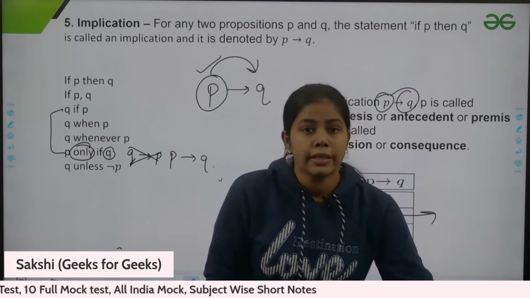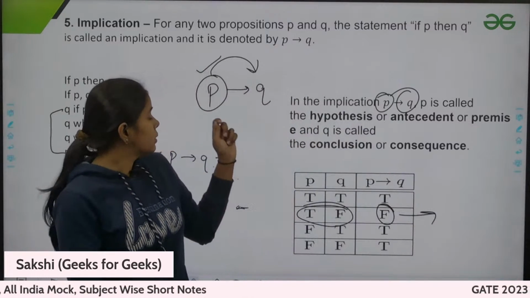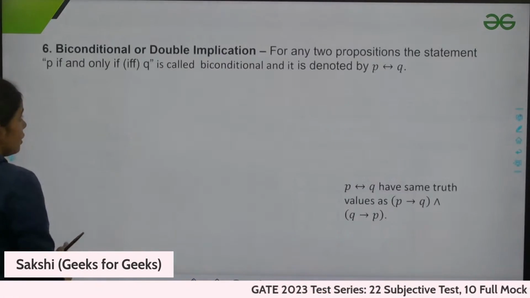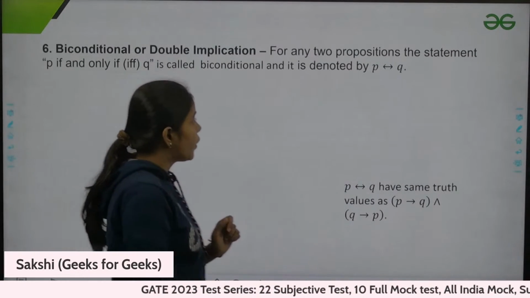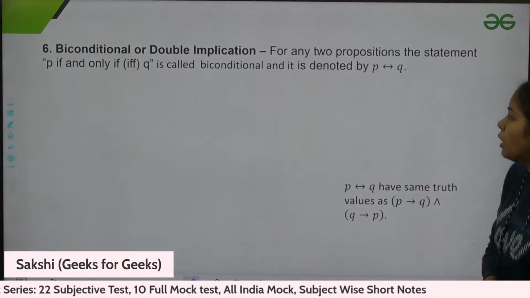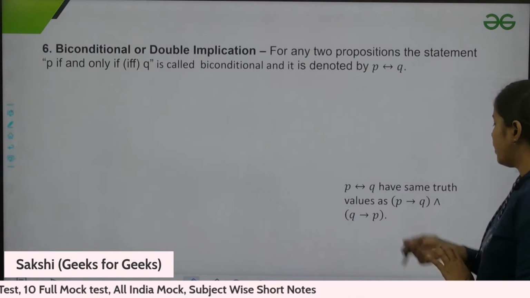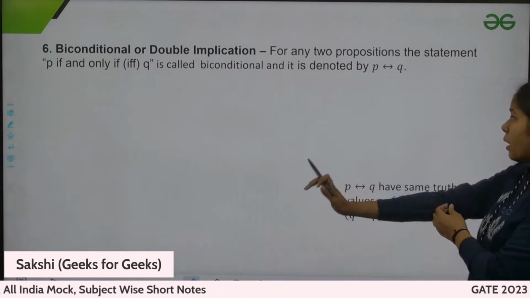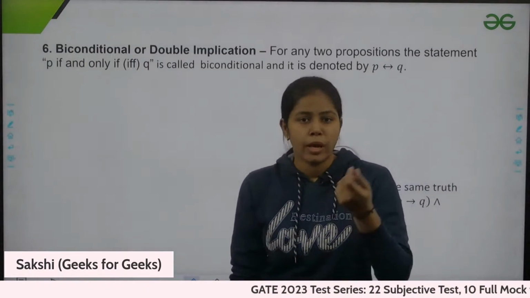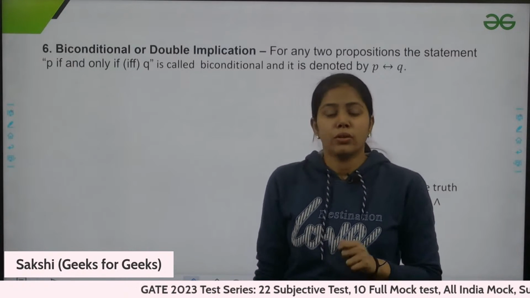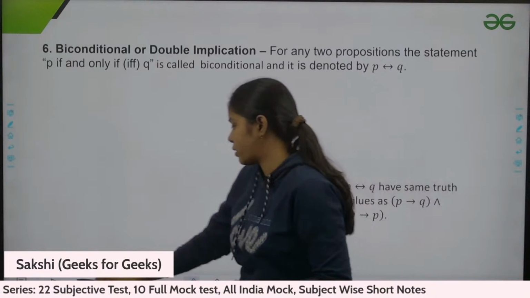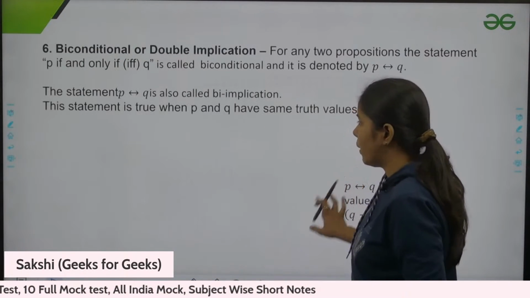Okay, so now we have the last connective, which is biconditional. Let's see, biconditional or bi-implication. It says that for any two propositions, the statement P if and only if Q is called biconditional, and it is denoted by P if and only if Q. Now, this P if and only if Q means that if P happens, then Q happens. If Q happens, then P happens. So it will be true when both P and Q have the same truth value. If they have distinct truth values, the statement will be false. Right? You can say that they are equivalent statements.